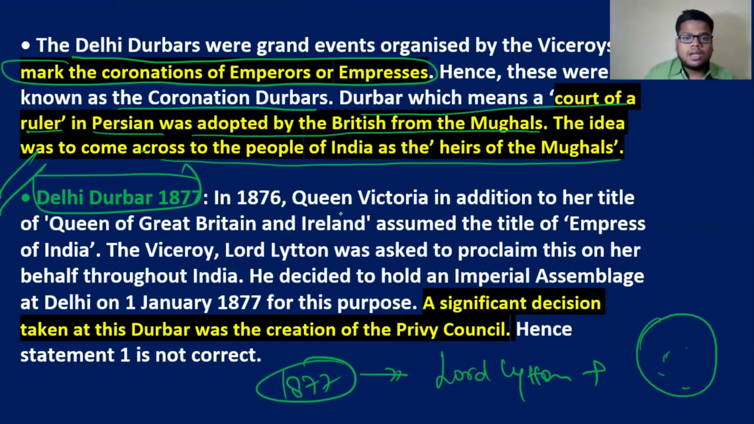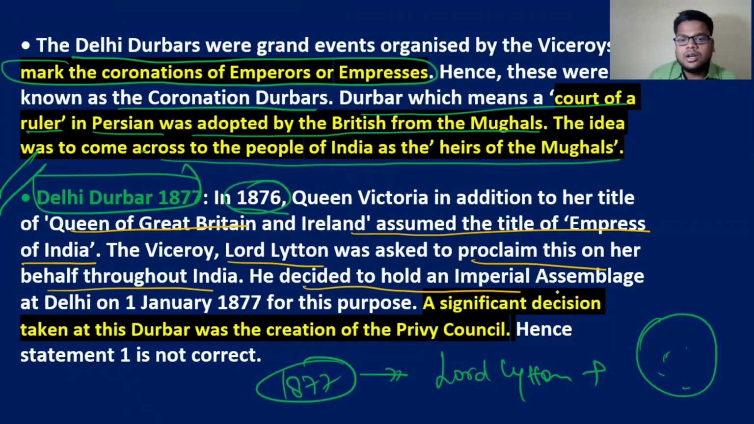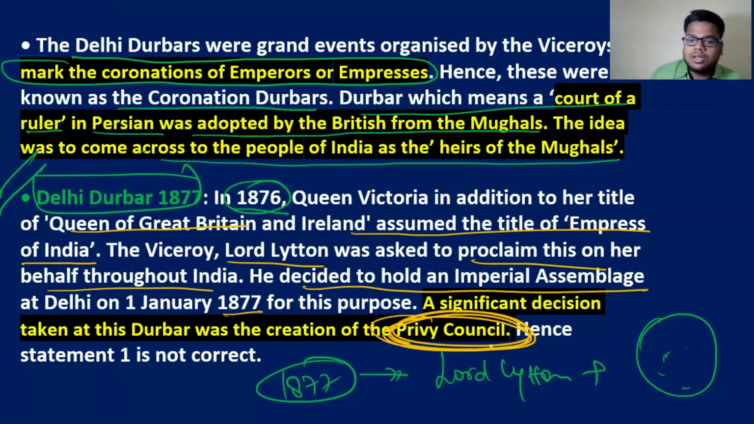Still, that was done. So in 1876, Queen Victoria, in addition to her title of Queen of Great Britain and Ireland, assumed the title of Empress of India. The Viceroy Lord Lytton was asked to proclaim her on her behalf throughout India. He decided to hold an imperial assemblage in 1877 for this purpose. During this time, the Privy Council was created.